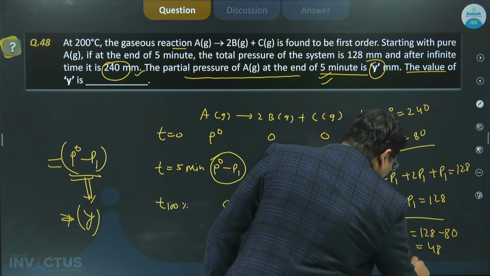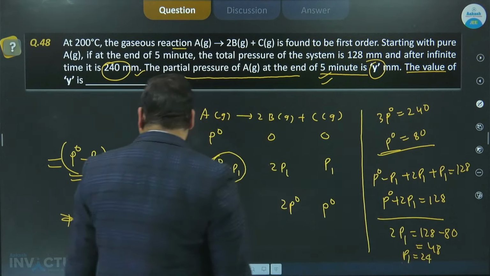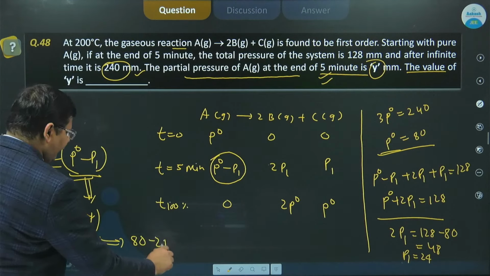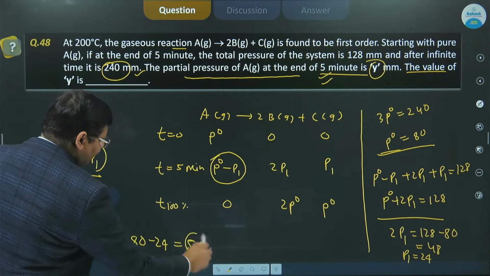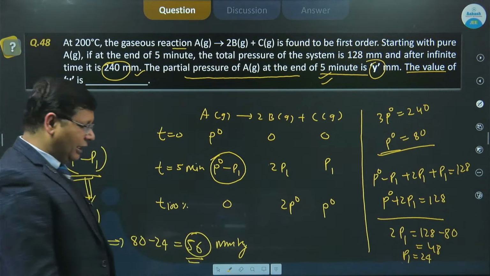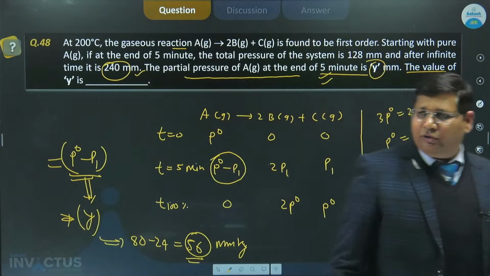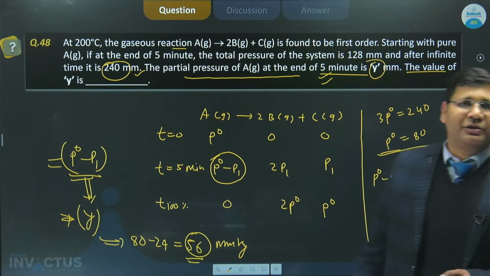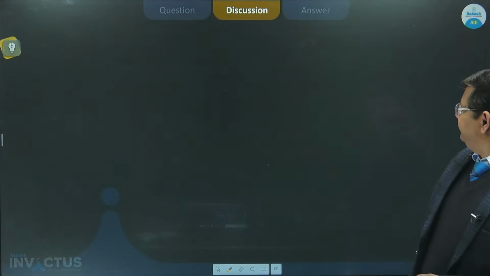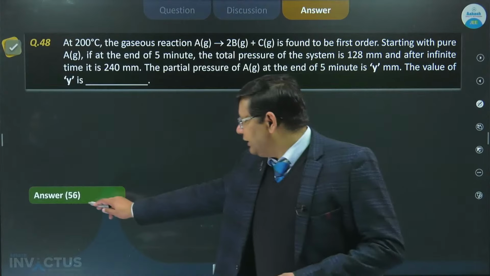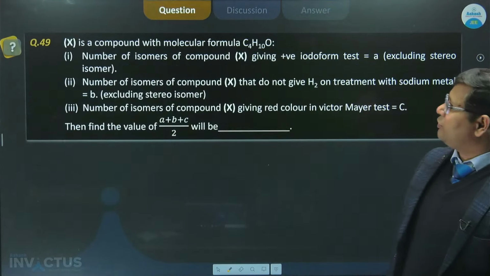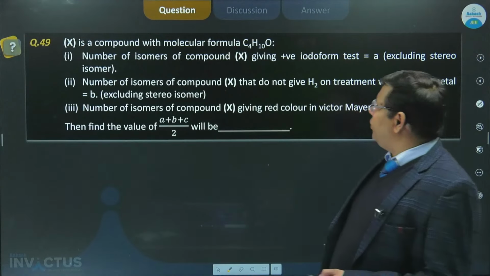तो P1 हमारा आ गया 24. तो P1 अगर 24 आ गया तो व्हाट इज द वैल्यू ऑफ Y, दैट इज 80 माइनस 24, तो इट विल कम नियर बाई 56 मिलीमीटर ऑफ Hg. ठीक है बच्चों, लो तुम्हारे लिए मैंने सॉल्व भी कर दिया इसको. ऑल्दो इट्स द सिंपल क्वेश्चन, डायरेक्टली यू कैन सॉल्व दिस क्वेश्चन. ठीक है, लेट मी चेक द आंसर ऑफ दिस क्वेश्चन. तो आई थिंक 56 इज द करेक्ट आंसर.